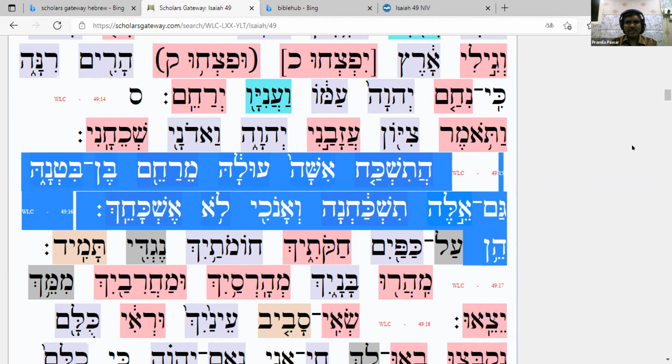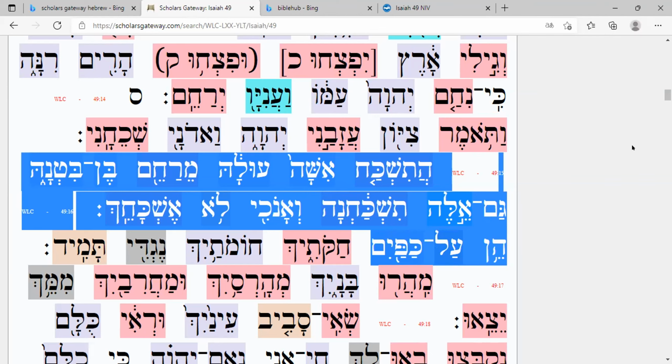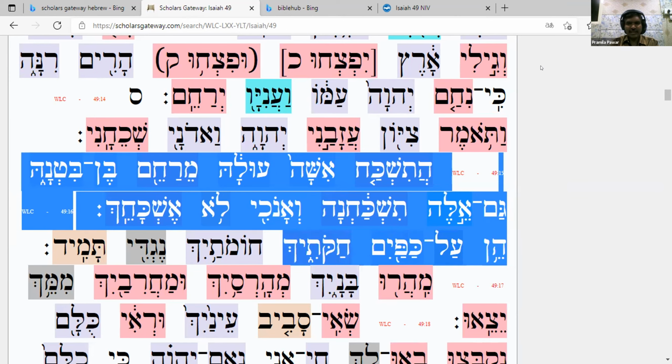See here, hen means behold. Al kapaim, everybody say al kapaim. Kap means hand. On palm of hand. Al kapaim hakotik. Say after me, hakotik. Kotik means I have engraved you. And atnek is there. He is saying, behold, on the palm of my hand I have engraved you.